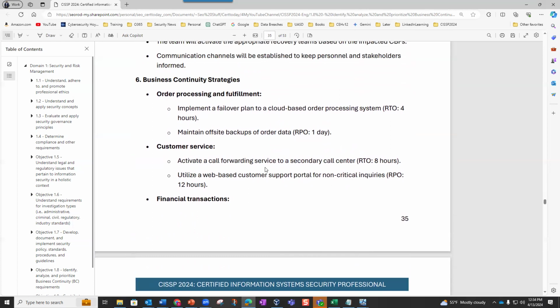6, business continuity strategies. Order processing and fulfillment, for example, implement a failover plan to a cloud-based order processing system, RTO 4 hours. The cloud is a great place to have a failover plan just in case something happens. If you are in one cloud, maybe have the plan in another cloud. So let's say that you have all your stuff in AWS.